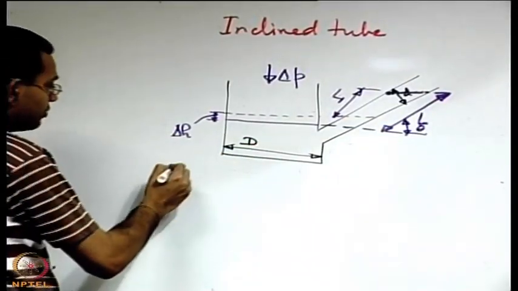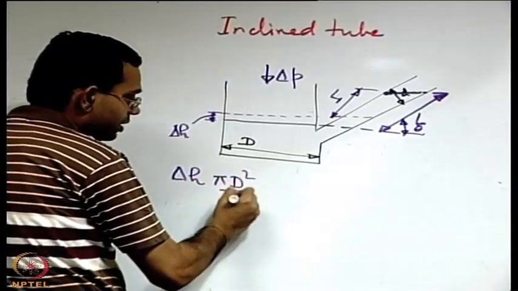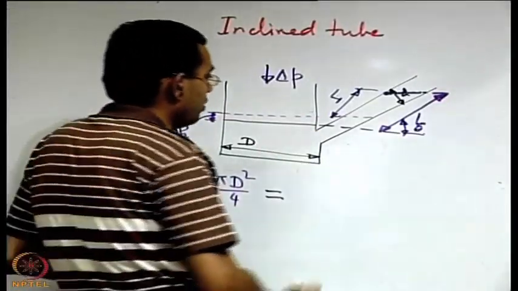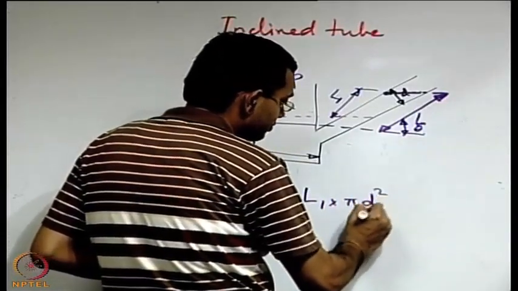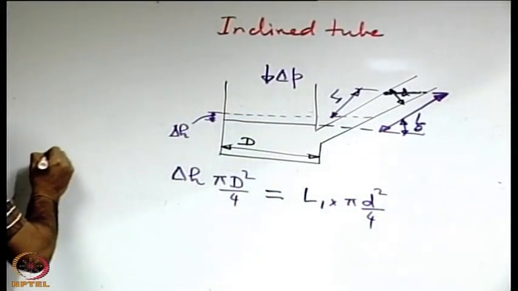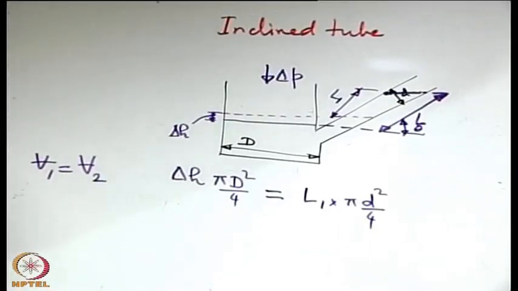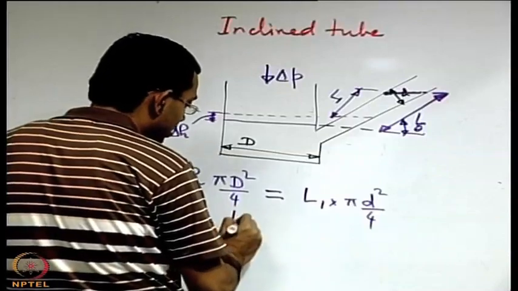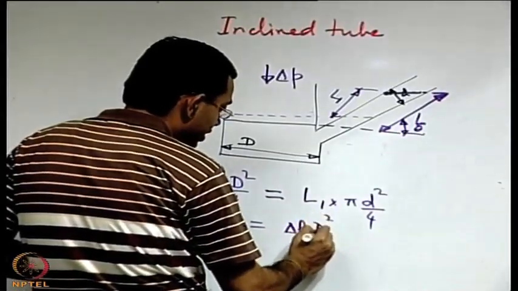So we can say from the conservation of volume that delta H into pi capital D square by 4 is equal to L1 into pi small d square by 4. So this is from the consideration that the volume at state 1 is same as the volume at state 2, that is the principle that is guiding this very simple expression. From here you can find out what is L1. So that is delta H into capital D square by small d square.